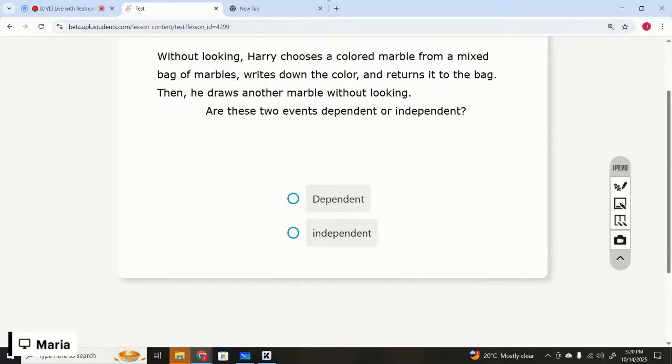The two events are dependent. Option number one is the correct option. Oh, they are the independent events.